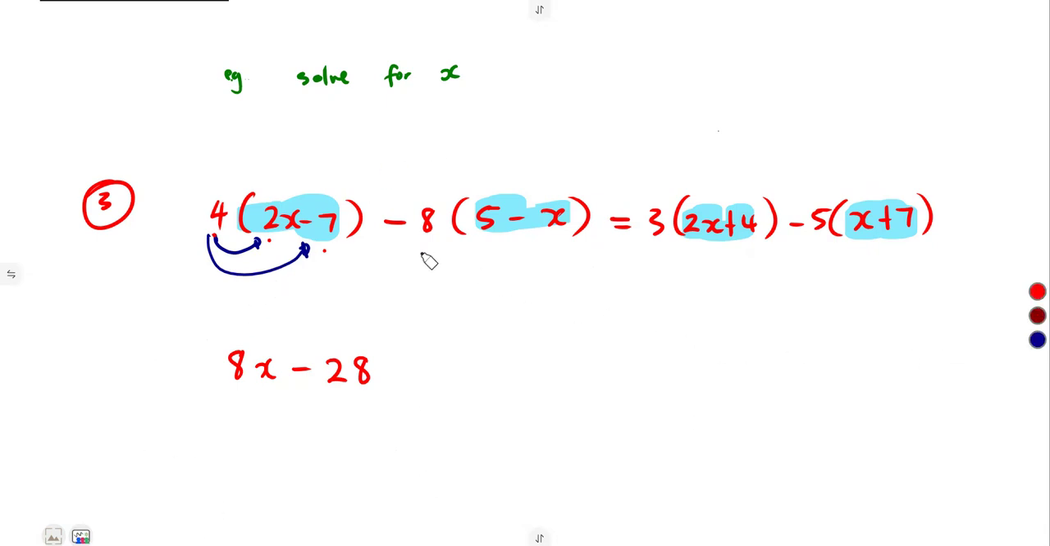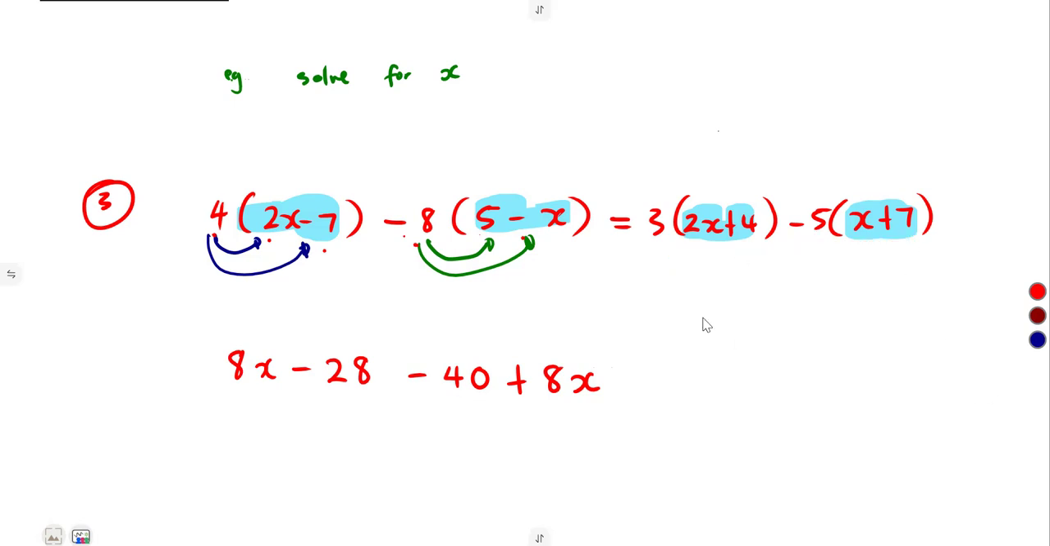The second part, negative 8 is going to expand everything in this bracket, distribute by negative 8. So negative 8 times 5, that was going to give us negative 40. Negative 8 and negative x. Negative, negative, that's a positive. So this is 8x. All right.